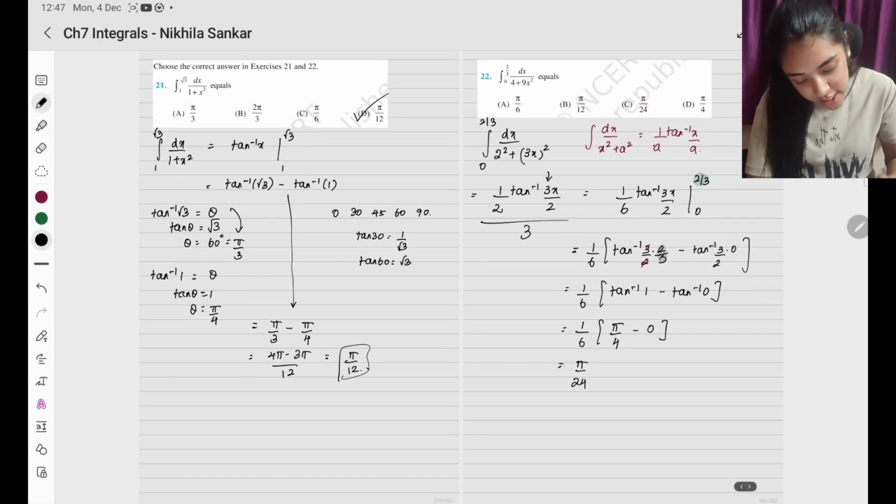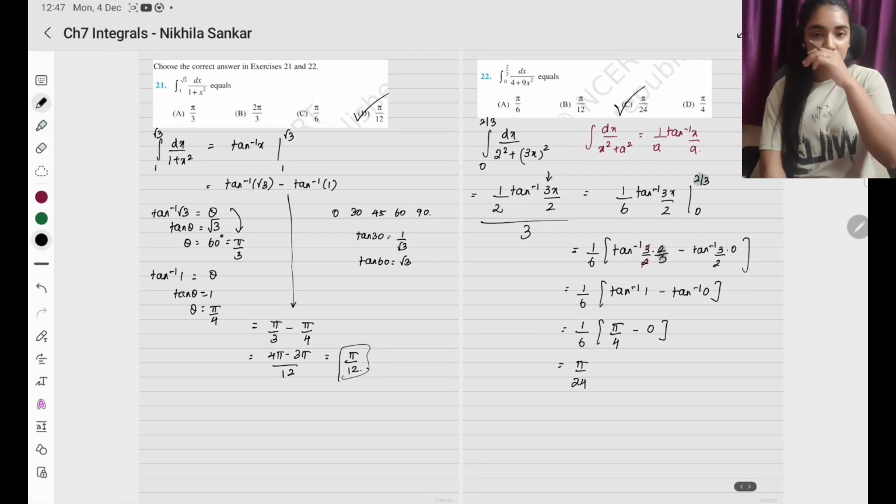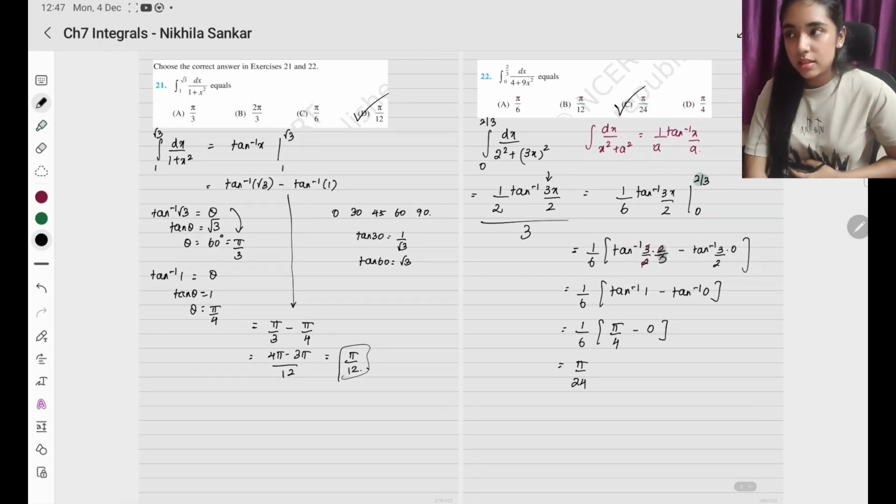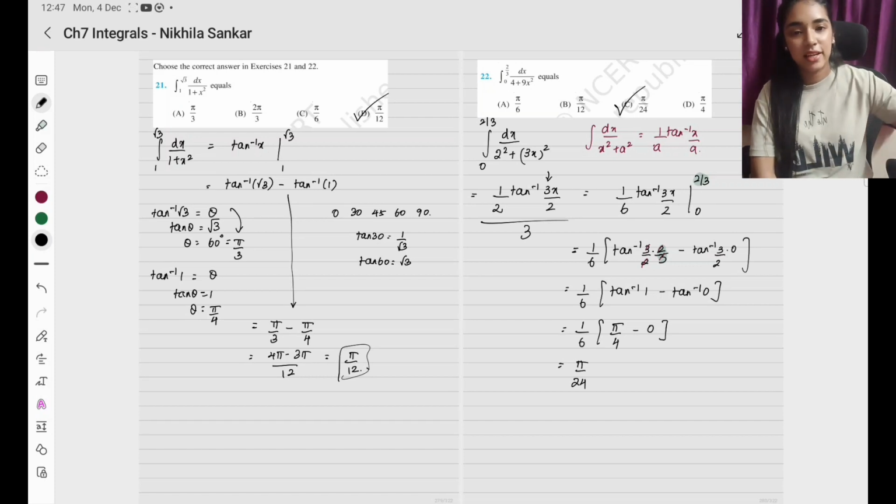So which option is it? Option C. Okay, please copy. So with this we are done with this exercise. Let's move on to the last and final exercise and topic of the chapter.